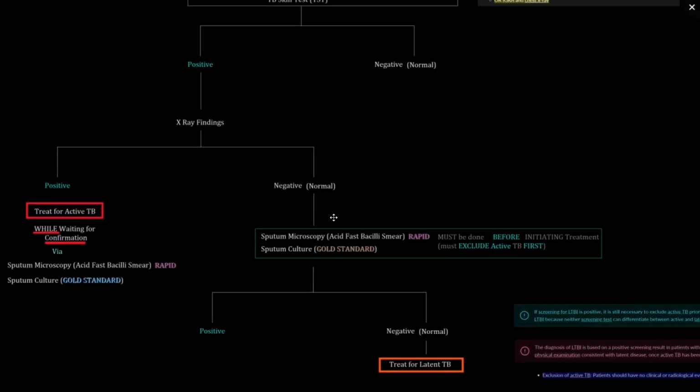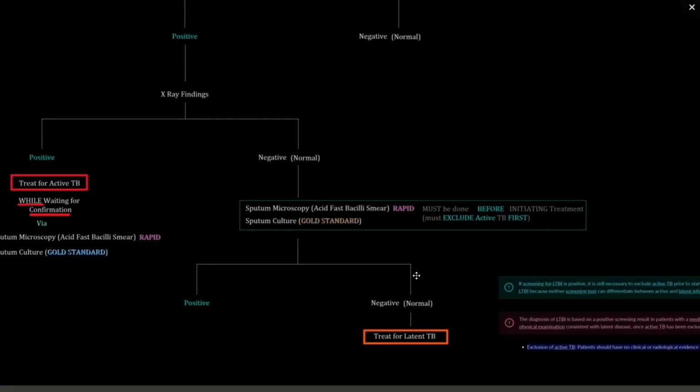So you will wait, or actually, you must first exclude that it is an active case of TB, then you will start the regimen for latent TB, okay. I'm not going to go over the regimens themselves for the active and the latent. These are out of the scope of this video.